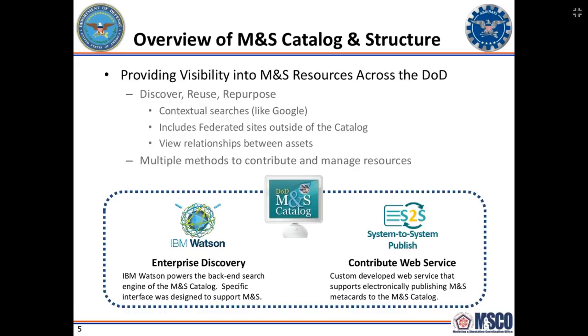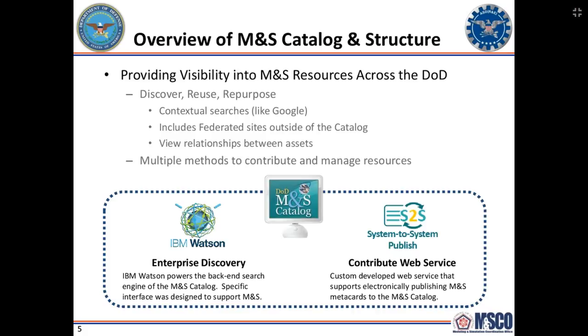The IBM Watson Explorer product is used to support the Enterprise Discovery Interface. This technology platform uses natural language processing and machine learning to reveal insights from large amounts of unstructured data, much like Google operates. Using a custom interface designed to support M&S, as you will see when we look at the search process and results, the search experience in the catalog is very similar to a Google search experience. Not only does the search result match the text entered in the search window, contextual matches are offered as well.